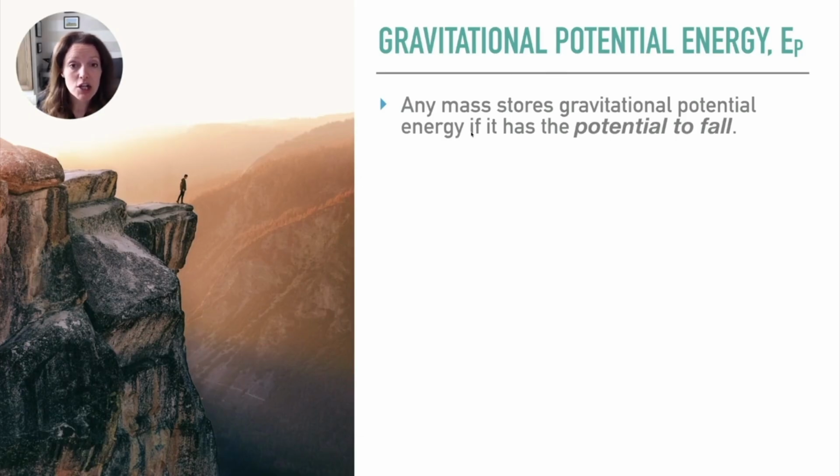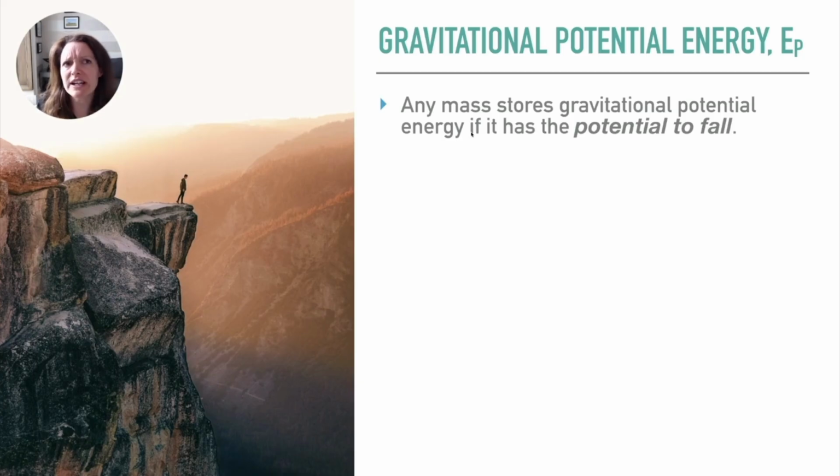Any mass stores gravitational potential energy if it has the potential to fall. So this guy below us, he's at the edge of a cliff looking down. He has the potential to fall to the bottom of that cliff. So he stores gravitational potential energy. If he'd gone more inland and was standing on a flat surface, he does not have the potential to fall, so he doesn't have gravitational potential energy.